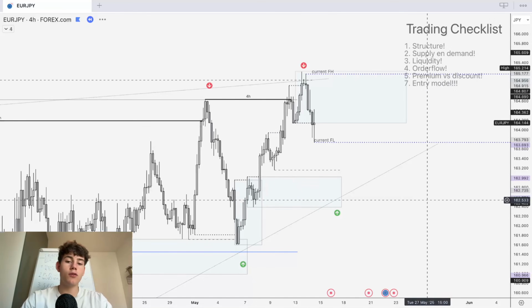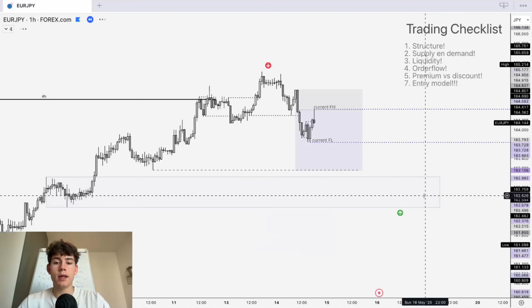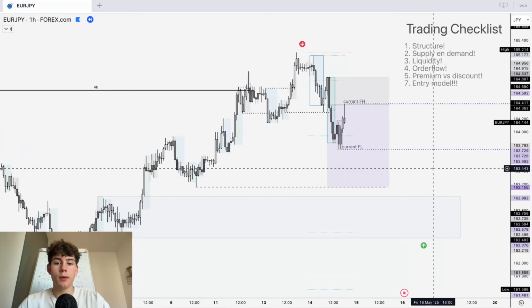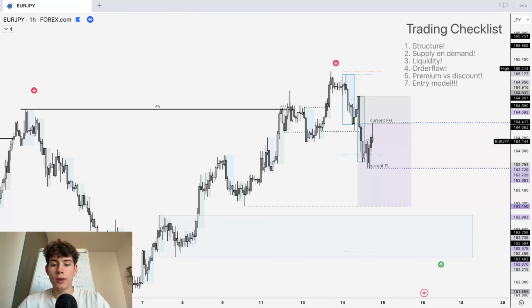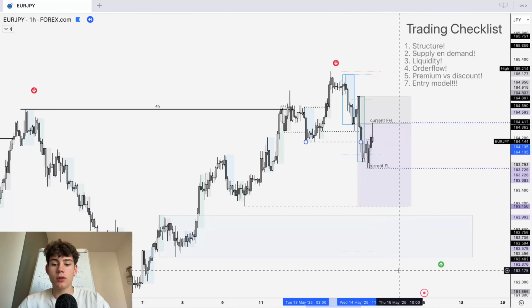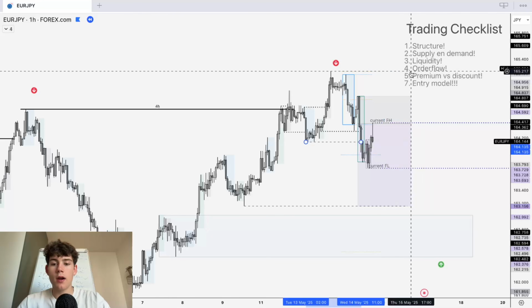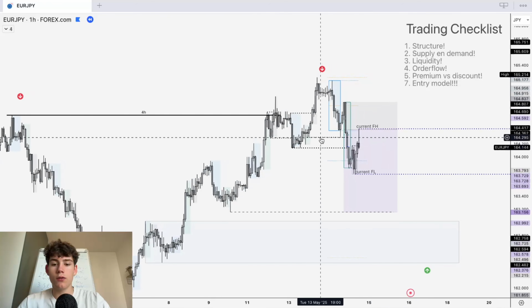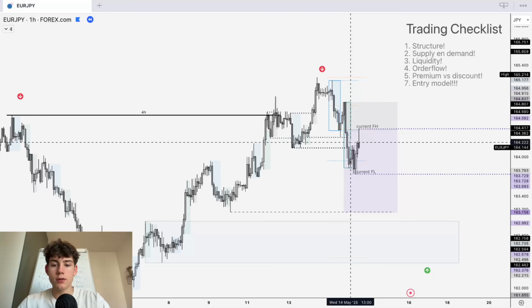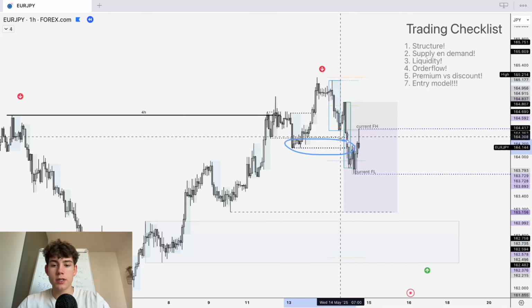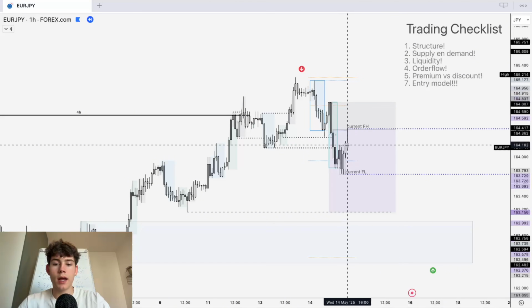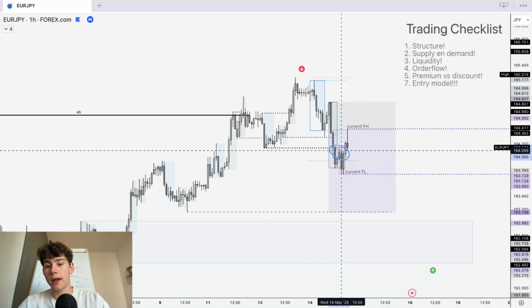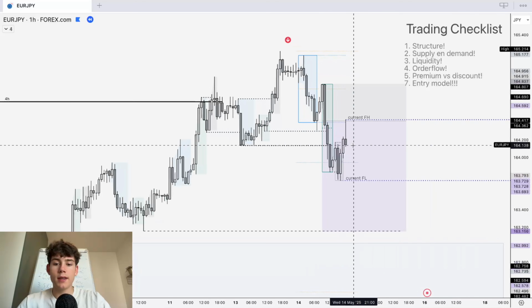So then I went over to the 1 hour, and what did I do? Well, I looked for my entry. So we know that after breaking this low over here, we switched the order flow. So that was the exact moment where I wanted to look for shorts, right? So this was the 4 hour order flow switch bearish. And then what did I do? At that moment in time, I was looking for my entry.